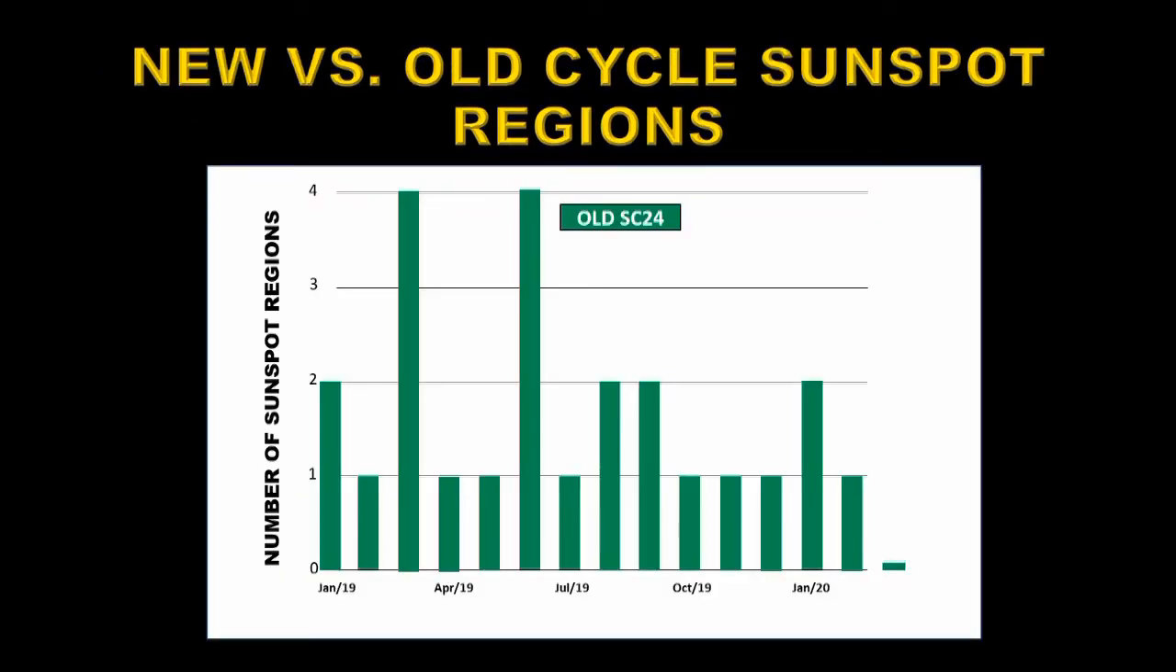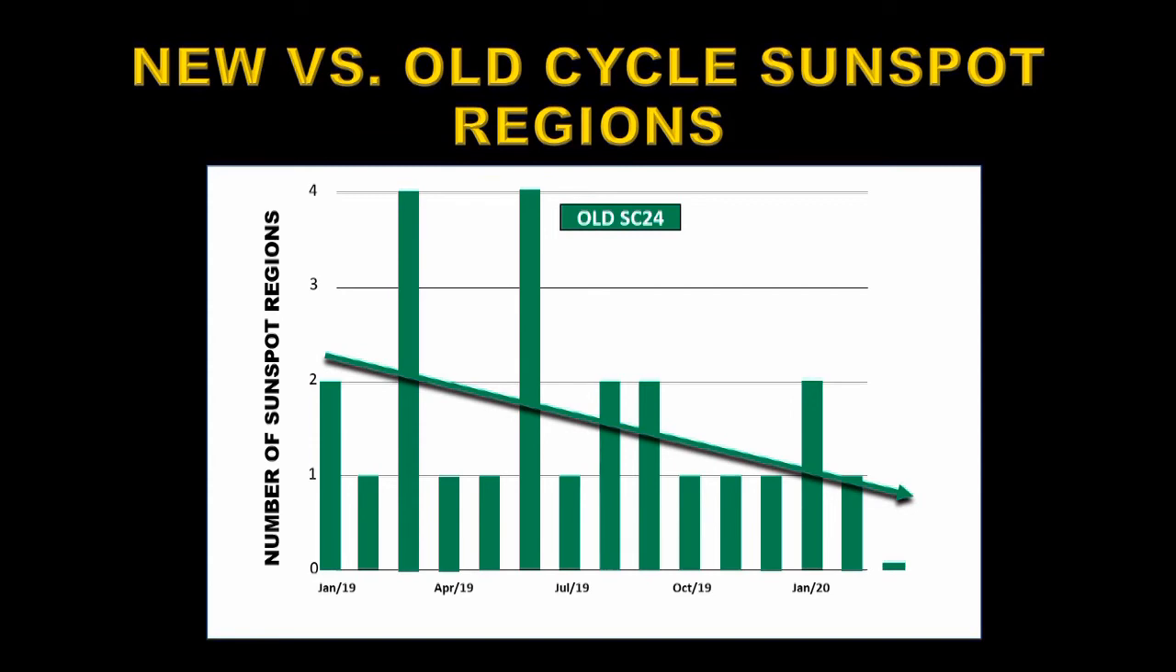So let's take a look at the trend in solar cycle 24 versus solar cycle 25 regions over the last year or so. In the early part of 2019, there were quite a few old cycle regions, and some of them were quite long-lived. Towards the middle to the end of that last year, the numbers seem to have declined a little bit, and in the last few months, they've declined quite sharply. So we have overall a downward trend in the number of old cycle regions.